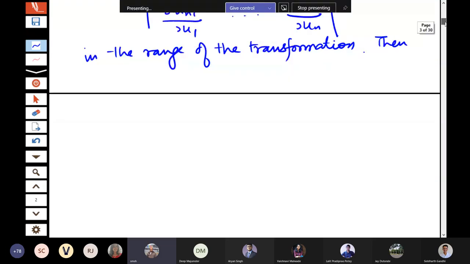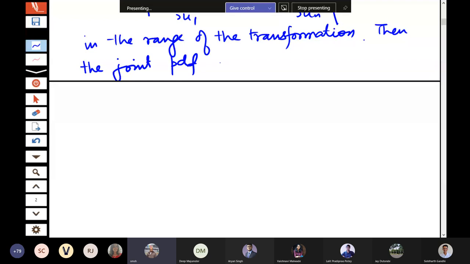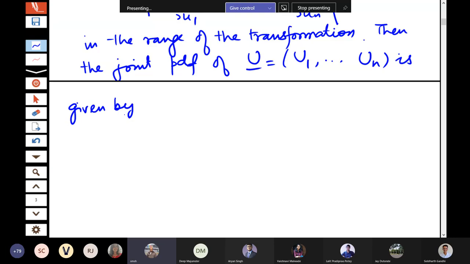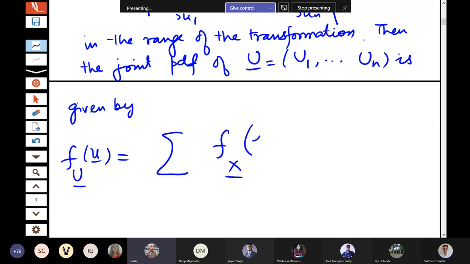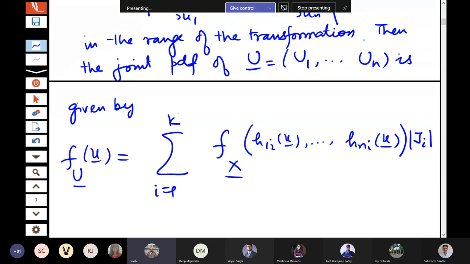The joint PDF of U, that is U1, U2, ..., Un, is given by fU(u) equal to the sum of fX, in place of x1, x2, ..., xn you put h1i(u), h2i(u), ..., hni(u), and multiply by the absolute value of the Jacobian, and sum from 1 to k. So you can see that this formula is the same except for the summation factor here.